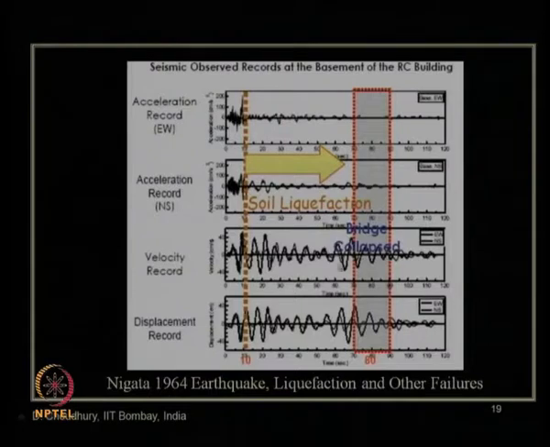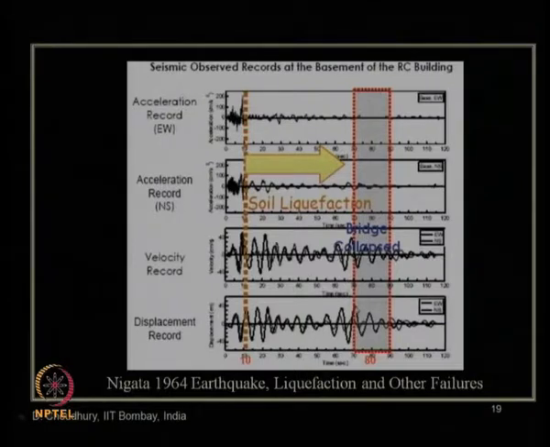Whereas, they monitored from the case history that the bridge started collapsing at about 80 seconds or so, between 70 to 90 seconds. That is the time when the bridge started collapsing after the soil liquefaction had occurred. So, there is a few second time lag between the soil liquefaction starting and the collapse of the superstructure, which is quite obvious, because this is the time taken by the soil to fully liquefy, and once it fully liquefies, then the bridge started collapsing.